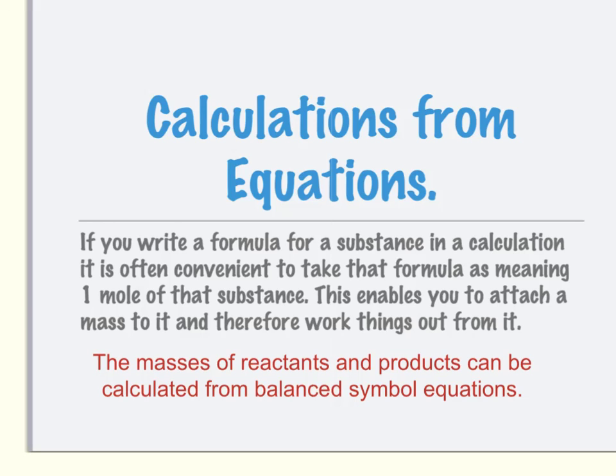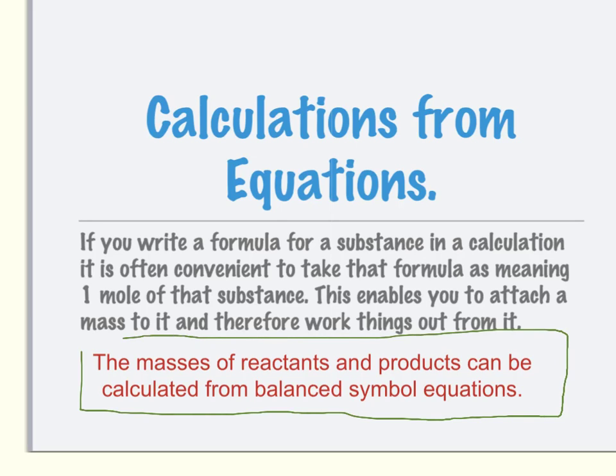Okay, peeps. One of the things that you're going to have to be able to do if you're doing the higher paper within the quantitative chemistry section is be able to do calculations from equations. Now, this bit down here at the bottom, the masses of reactants and products can be calculated from balanced symbol equations. That's quite an important thing that you've got to be able to do. It's usually worth a reasonable number of marks. Now, it's about making sense of balanced equations.